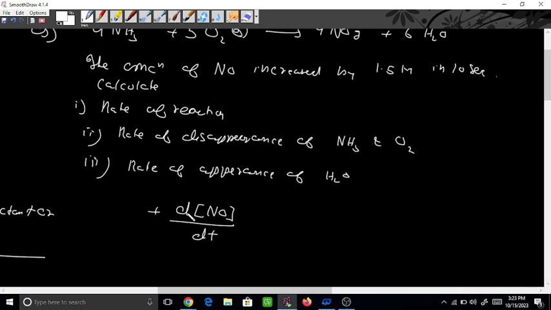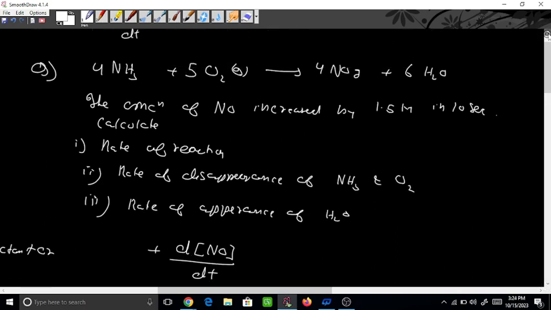So the change in concentration of NO they have given, change in concentration of NO by change of time. They have given the change in concentration of NO as 1.5 molar, and the change of time as 10 seconds. So dNO and dt they have given, so this is 0.15 moles per liter per second.